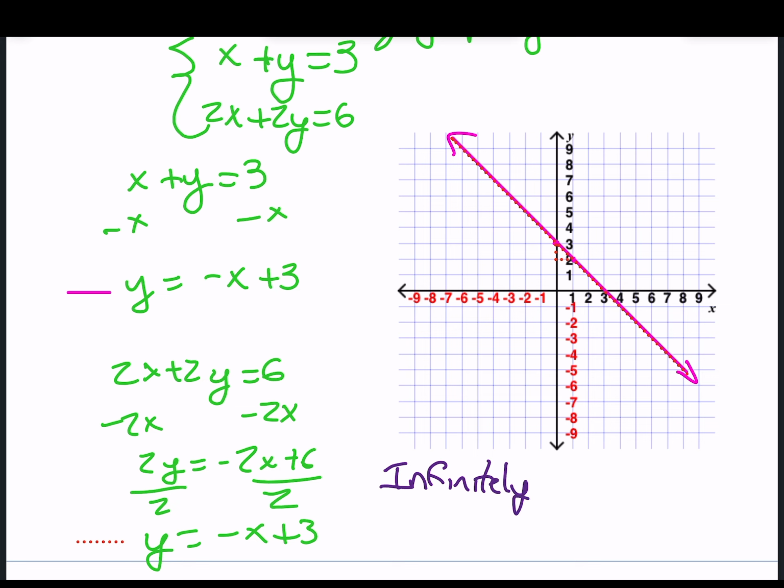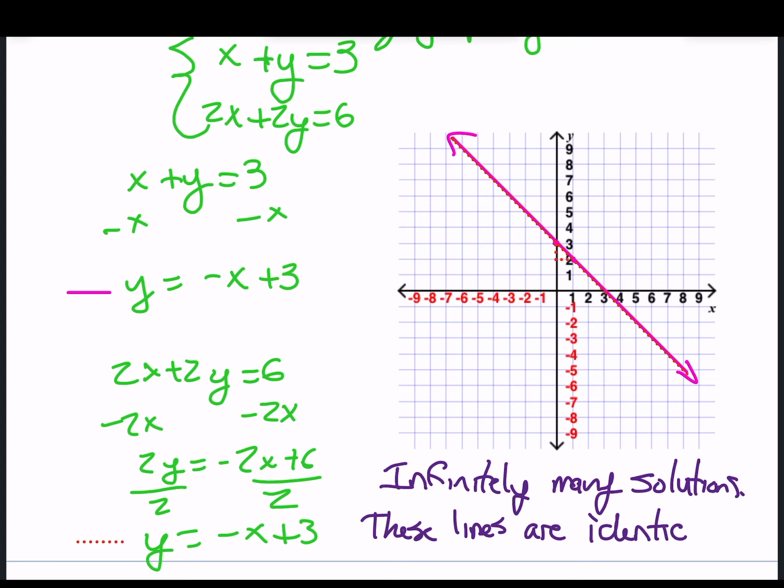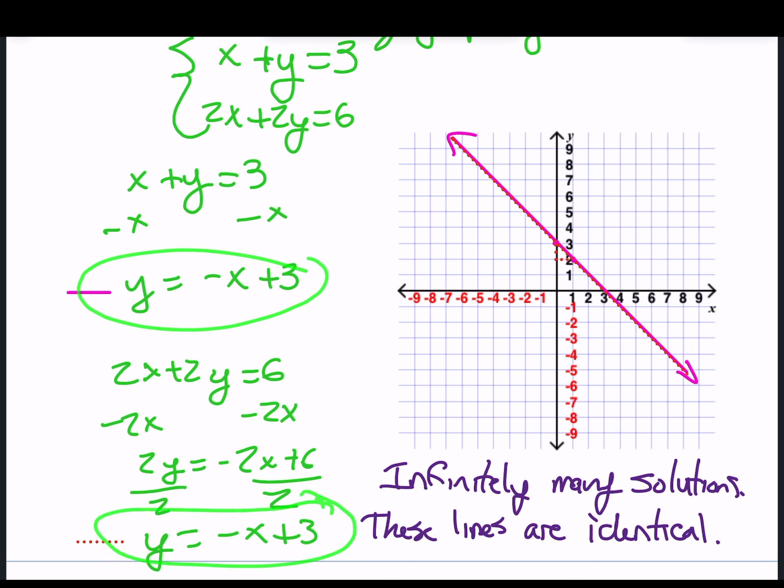There are infinitely many solutions. And that's true because these lines are identical. Again, you may not have noticed that they were the same from starting out because they don't look the same, but once we get them down to slope-intercept form, they are the same equations.